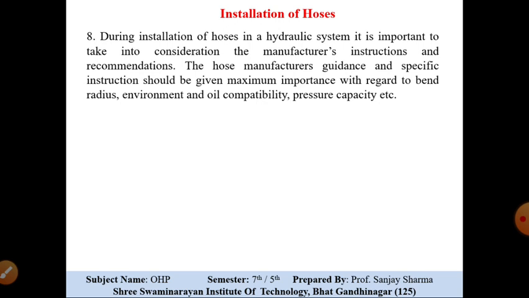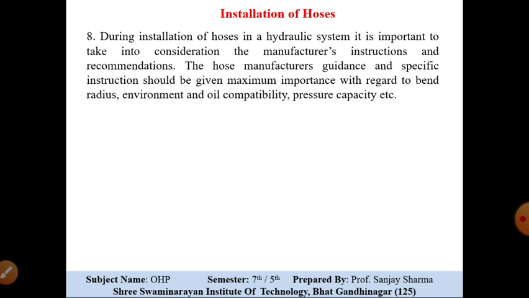Pressure capacity is the very first important point: under what pressure your system is going to operate, and considering the factor of safety, the hose pipe of particular pressure capacity is selected. So I hope all the points for the installation of hose pipe are clear to you. All these 8 points are clear to you in mind.